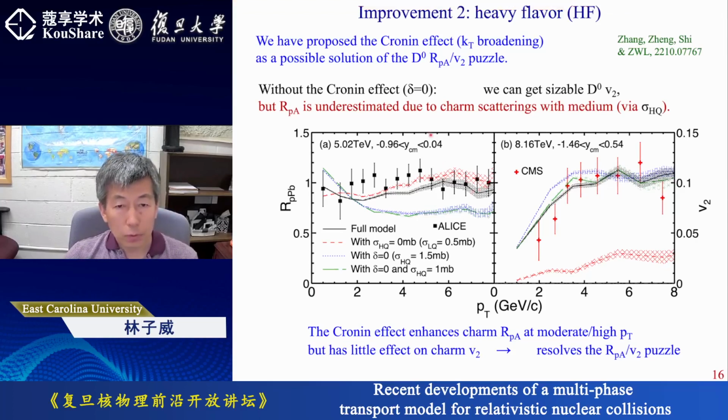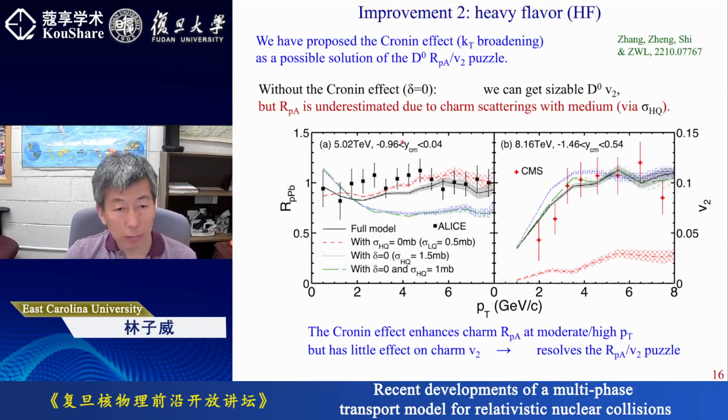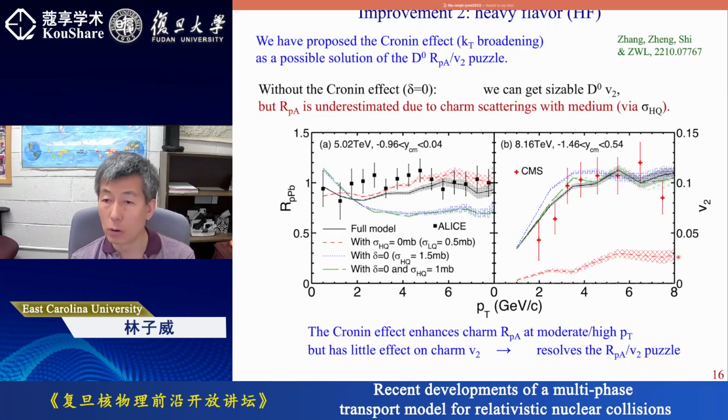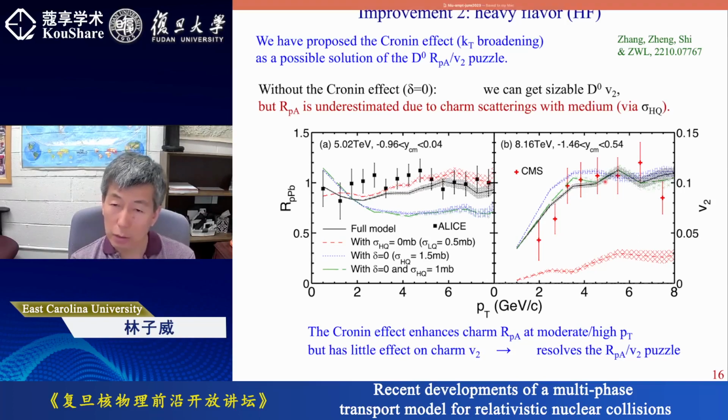And so that's typically the case. And vice versa, if you want to have almost a flat R_pA, then you cannot afford to have a significant heavy quark interaction in the parton phase. And then as a result, your v2 of the heavy meson, D meson, will be small or near zero. And then you cannot describe the significant v2. So that has been the D meson puzzle.